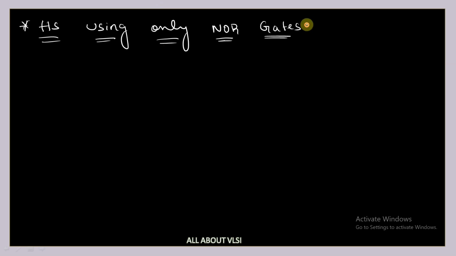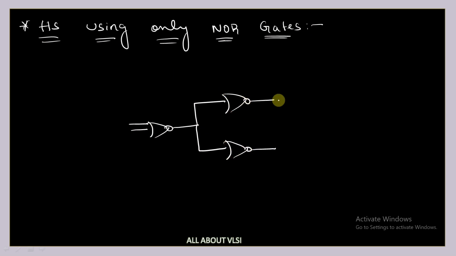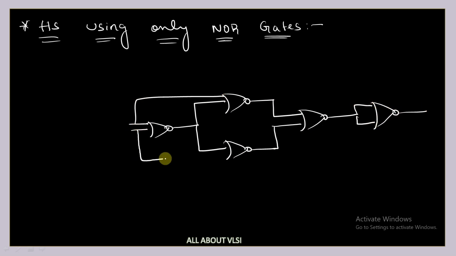Is this equation clear? Now, how to implement this half subtractor using only NOR gates? First of all, we will implement our XOR gate. So this is our NOR gate. So this is our difference. From here we are going to get our difference, which is nothing but A XOR B.